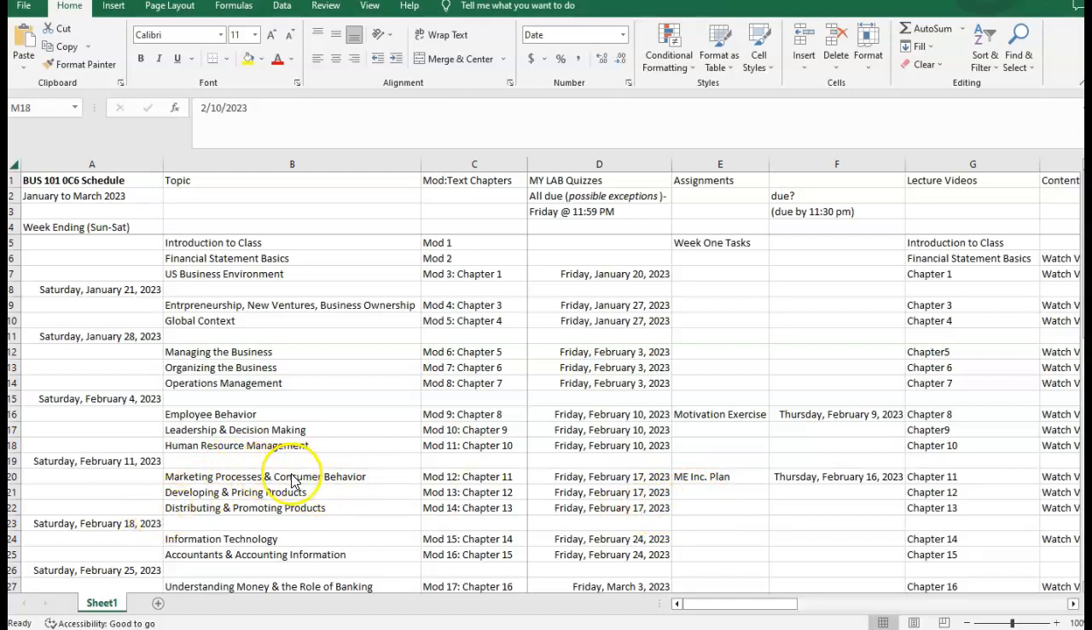So that's basically management. This next week we're going to look at very specific elements of management concerning employee behavior. We're going to talk about leadership and decision making, and then we're going to talk about human resource management. All very important topics in the overall topic of management. This week we've got 3 chapters that we're covering, so that's a lot to do.